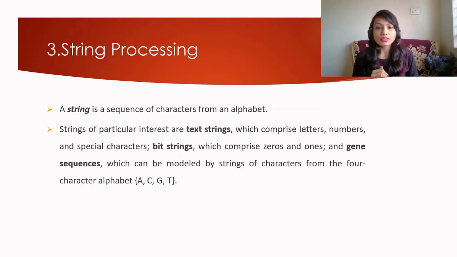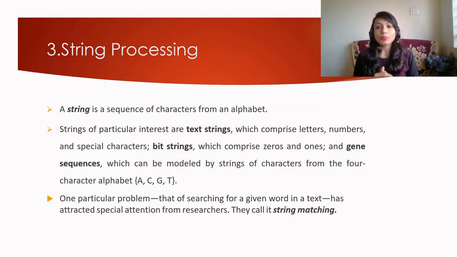And which are the strings of particular interest? One is the text string, which comprises letters, numbers, and special characters. Another type is the bit string. Bit string means only two things will come, one or zero. So a sequence of ones and zeros is known as a bit string. And the third is the gene sequence, which can be modeled by a string of characters from the four-character alphabet ACGT.